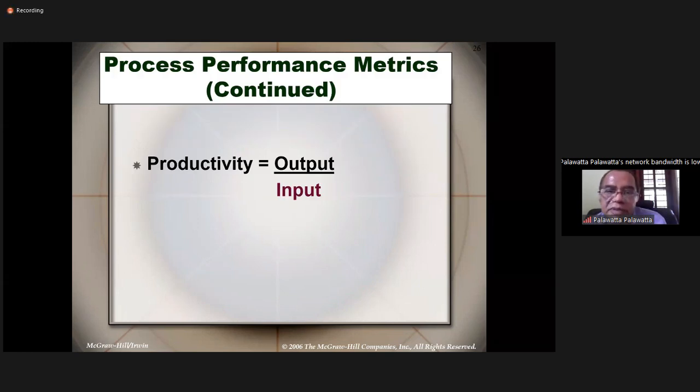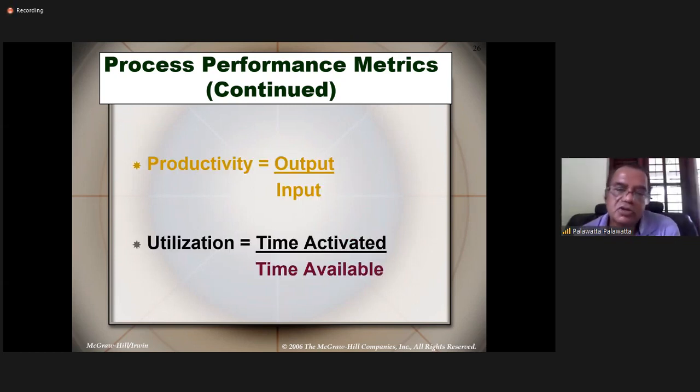Process performance matrix. Productivity equals output divided by input. The term utilization is time activated divided by time available.